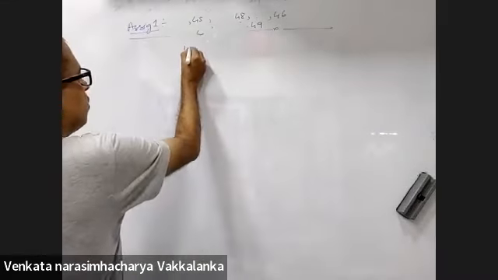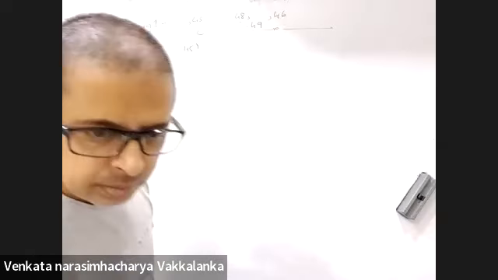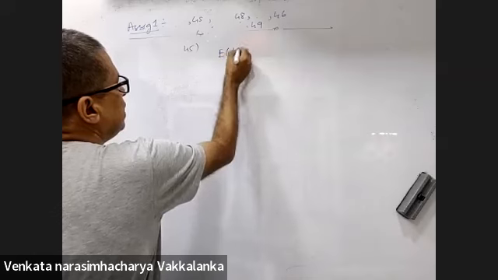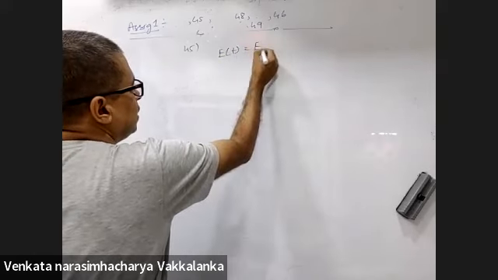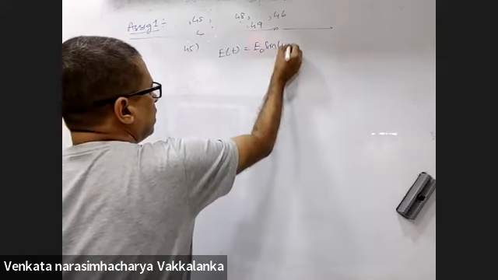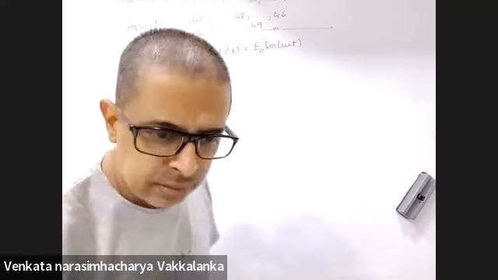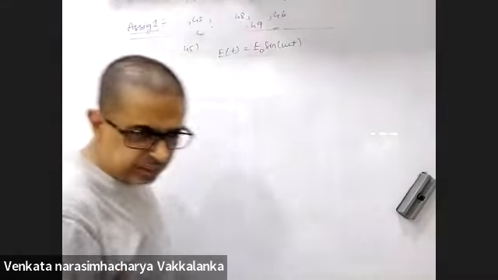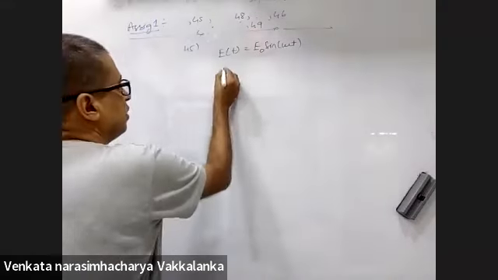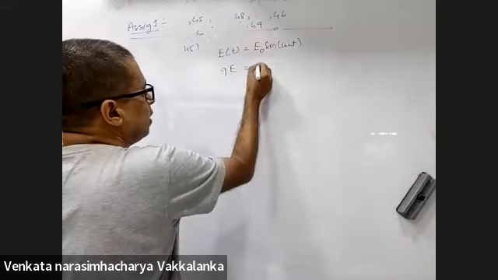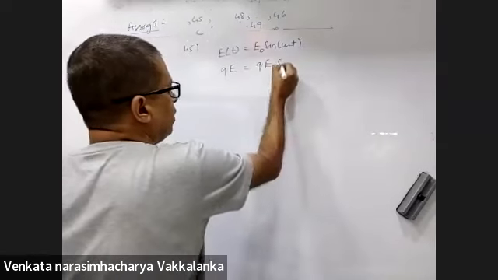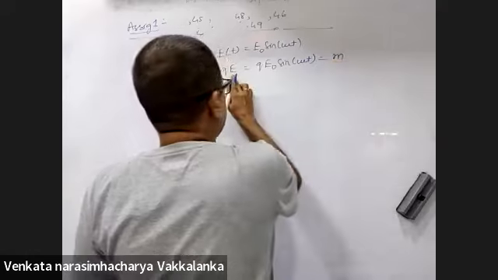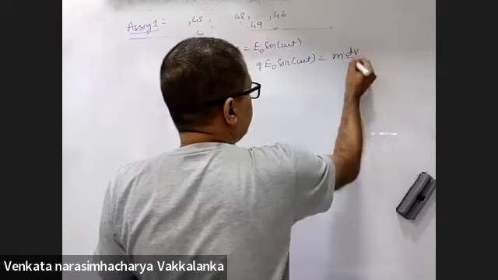Question number 45. E of t is being given as E naught sine omega t. Am I right? E naught is given, omega is given. What else do you need? Charge is given, mass of the particle is given. Q into E, which is Q into E naught sine omega t, will be equal to the net total force, M into dV by dt.